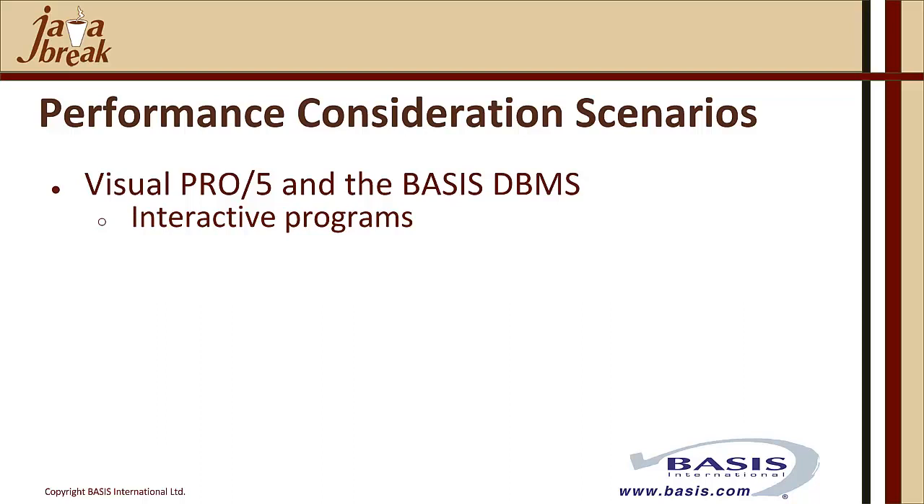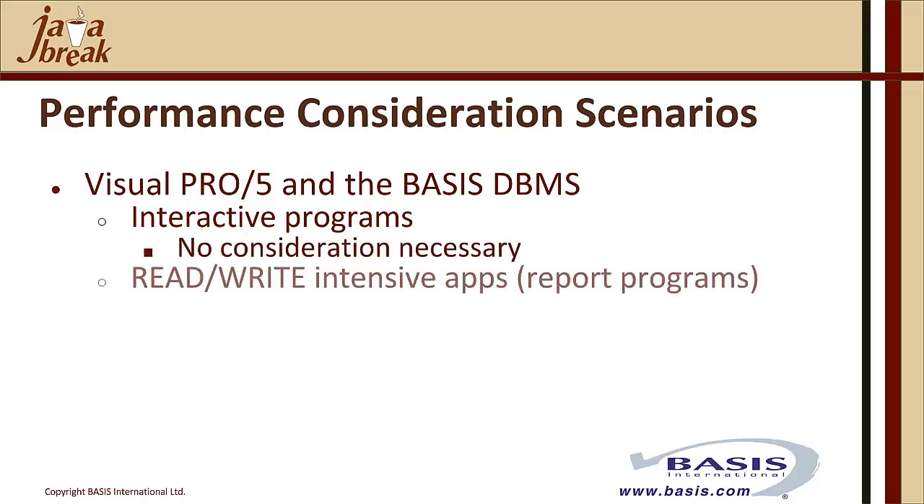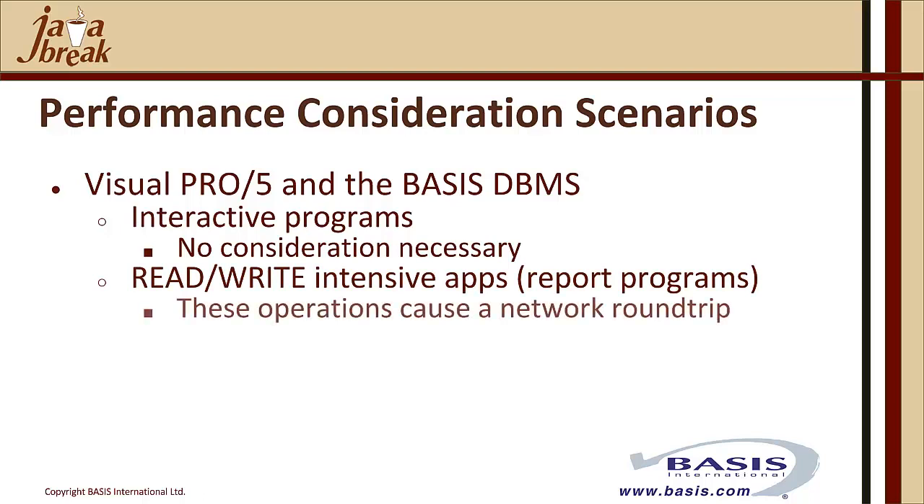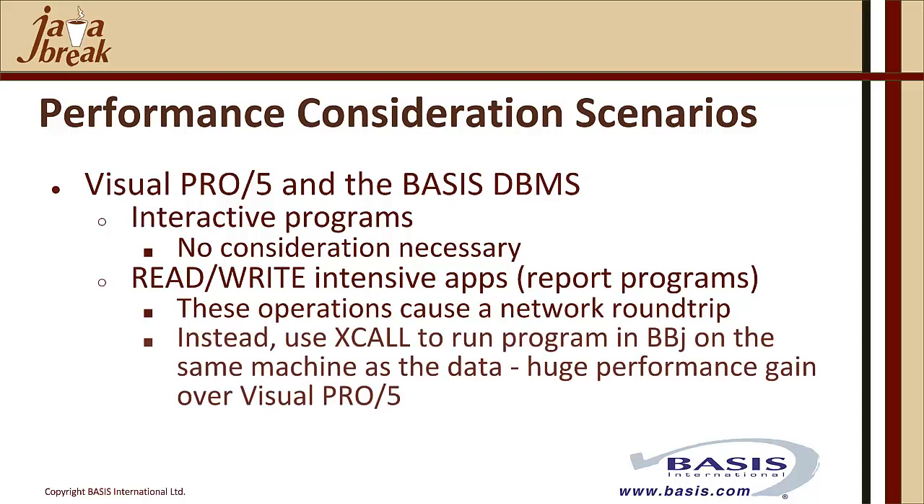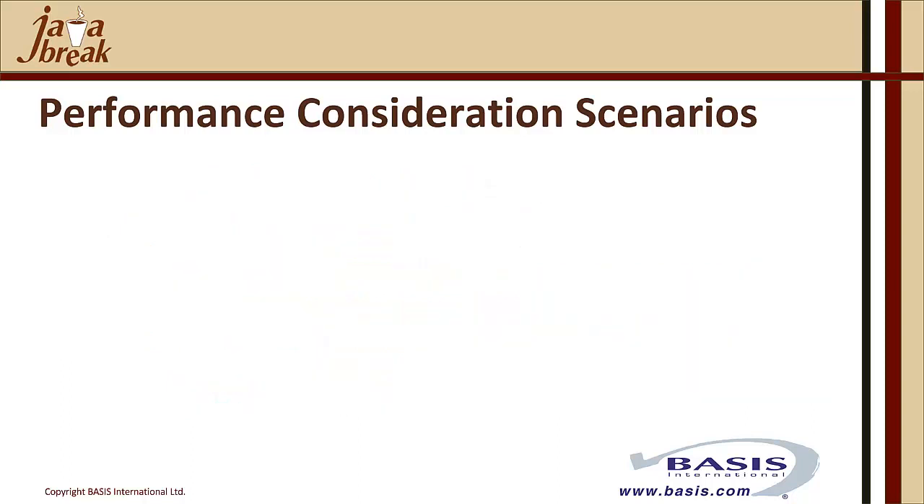Interactive programs, you won't see the gain in performance improvements. There's no consideration necessary. Any read-write intensive apps, report programs, they could cause a network round trip. So we would strongly suggest making these more efficient using xcall functionality to run the program in BBJ on the same machine as the data. That'll give you a huge performance gain over Visual Pro 5.